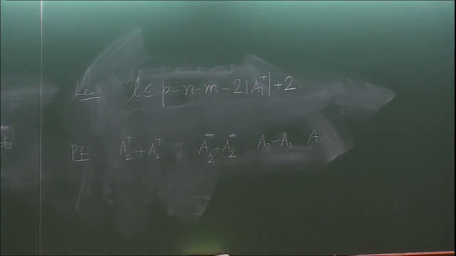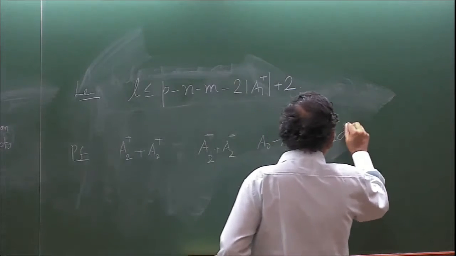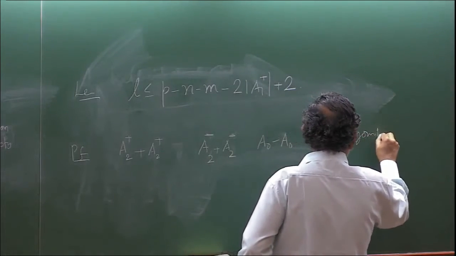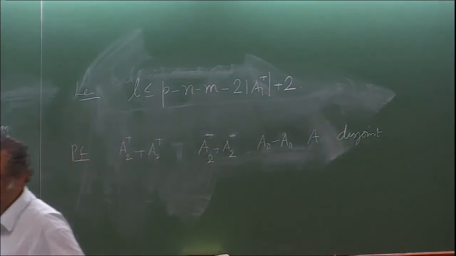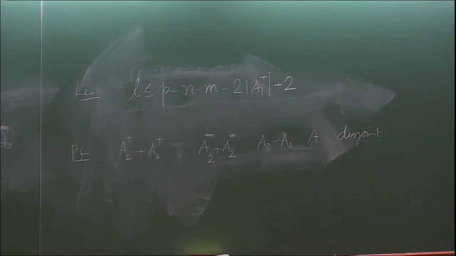And I leave it to you for an exercise. See which is the interval in which A2 plus A2 plus lies. Look at the interval where A2 minus plus A2 minus lies. Look at the interval where A0 minus A0 lies. And look at the interval where A lies. And then you prove that all these elements are disjoint. Therefore, all these sets are disjoint. Therefore, their cardinality added together can be at most P, because I have 4 disjoint sets in 0 to P.